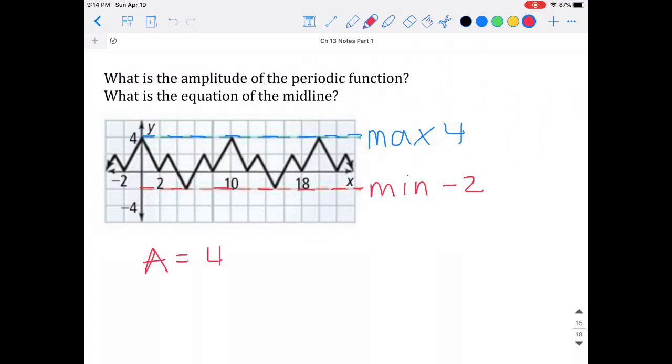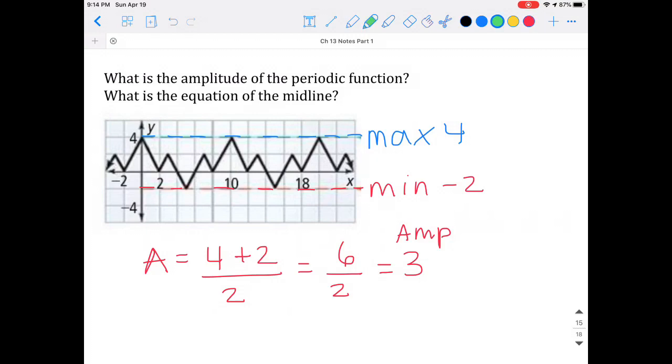So that's going to be 4 minus -2, which we can write as +2 over 2. 4 plus 2 gives us 6 over 2, so our amplitude is going to be 3. The equation of our midline, remember the midline is directly in between the maximum and minimum. So directly in between 4 and -2 is going to be 3 units away from each of these. So our midline is going to be at y equals 1. And we can draw that into our graph here, a dotted line for our midline at y equals 1.